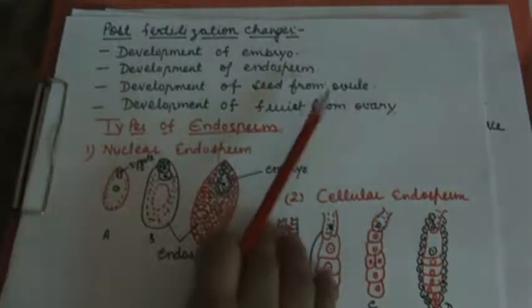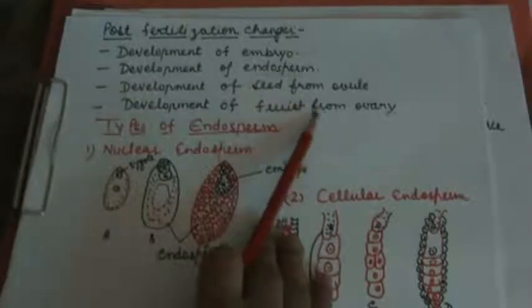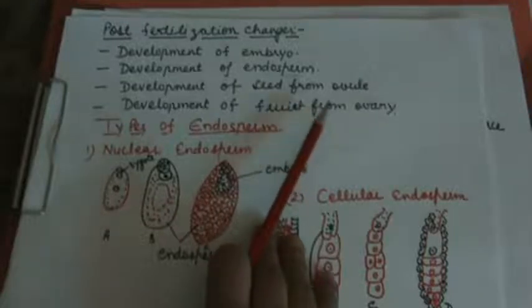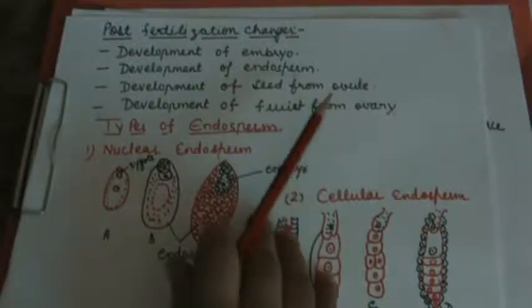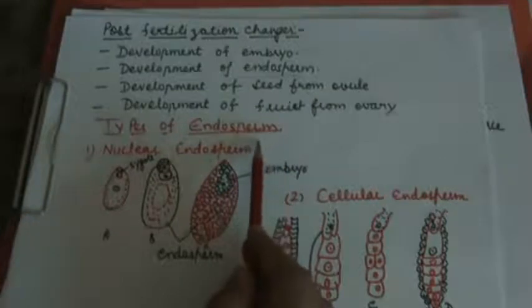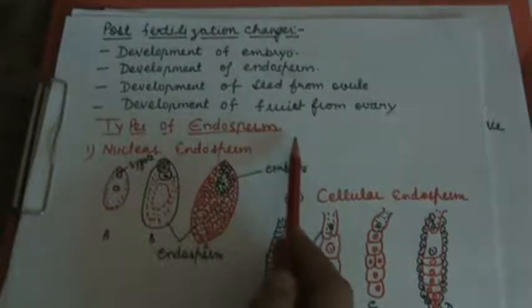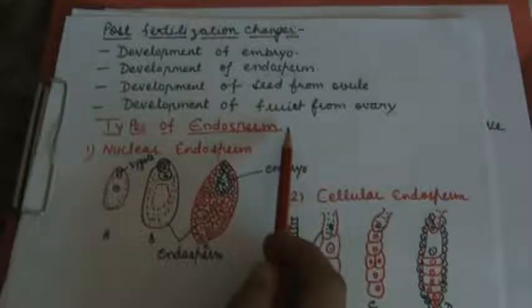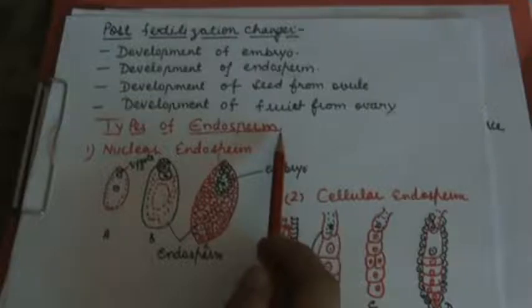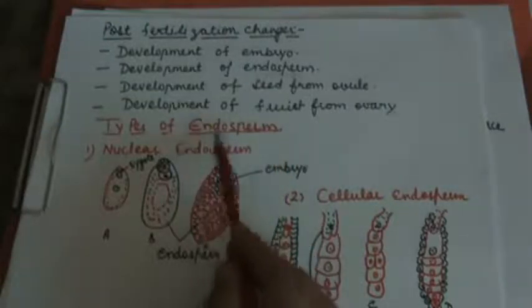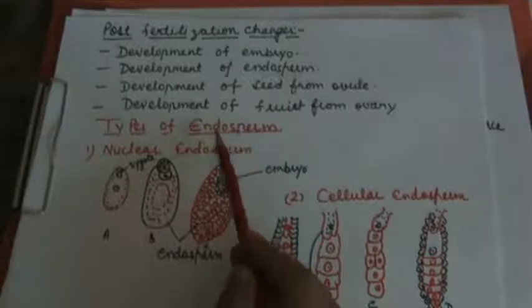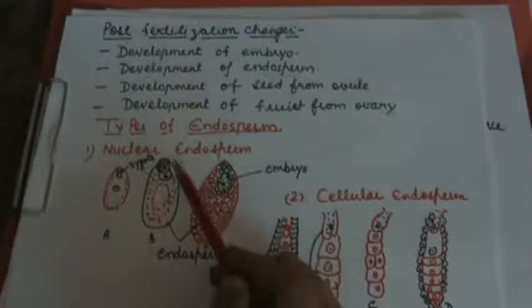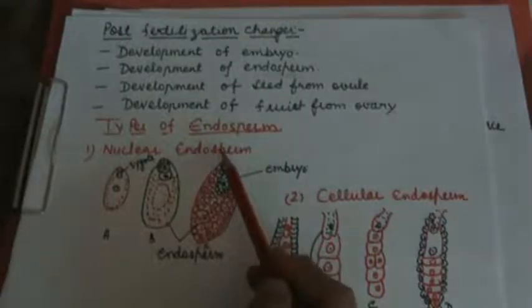What is endosperm? Endosperm is the food-laden tissue which is formed during the development of angiosperm seeds that provides essential nutrients to the growing embryo and also the young seedlings at the time of seed germination. Now, based on the first and the subsequent divisions, endosperm is of 3 types. First is nuclear endosperm.